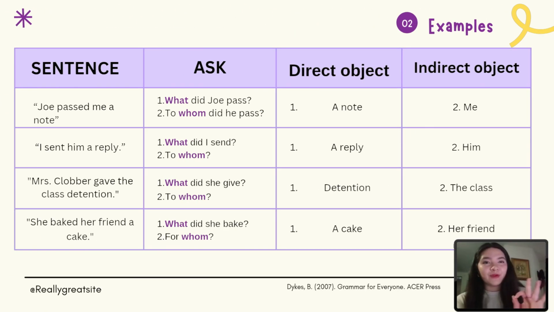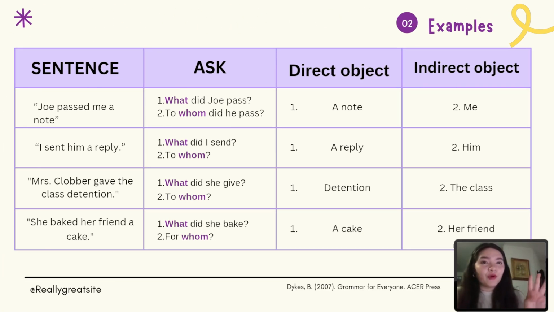Example number 3. Miss Clover gave the class detention. What did she give? Detention. That is a direct object. Now ask, to whom? The class. That is the indirect object.